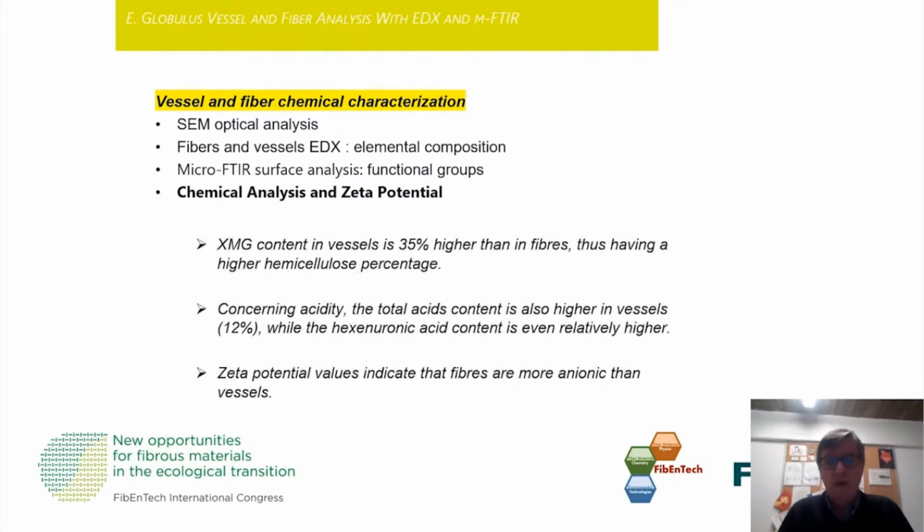Here we have a compilation of the global results. XMG content in vessels is 35% higher than in fibers, thus having a higher hemicellulose percentage. Concerning acidity, the total acids content is also higher in vessels, 12%, while the uronic acid content is even relatively higher. Zeta potential values indicate that fibers are more anionic than vessels.